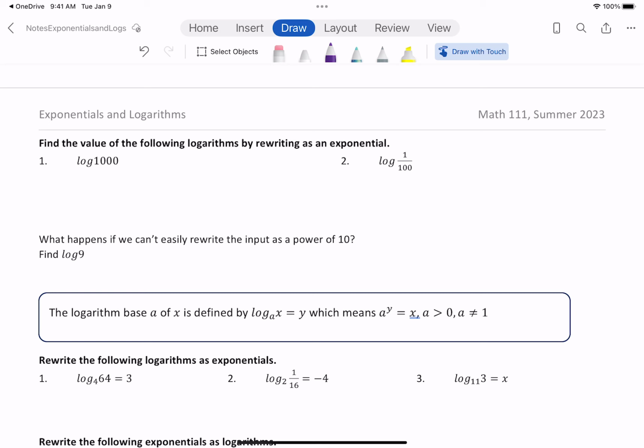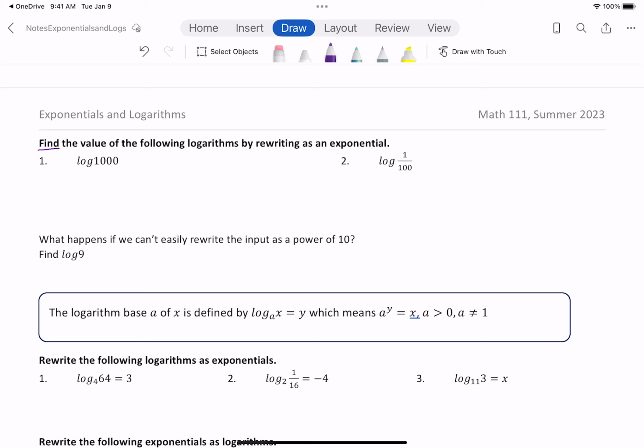Okay, on this page, this is where I want you to notice the difference in the directions for the problem. This one doesn't say rewrite, it says find the value of the following logarithms by rewriting as an exponential. So for this one, we are actually trying to get an answer or solve the problem.